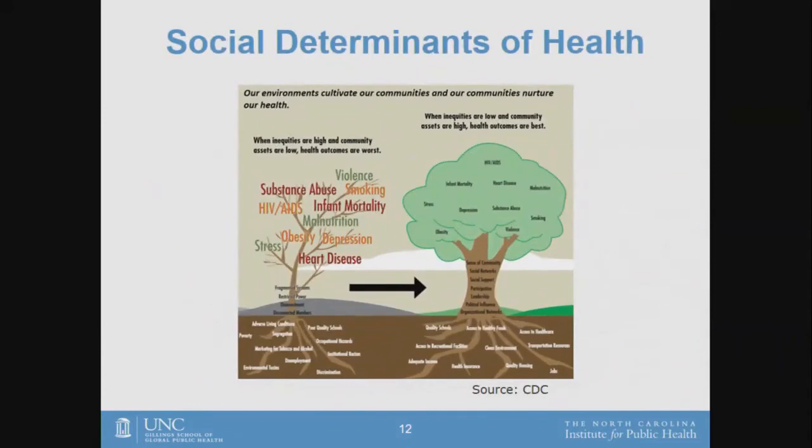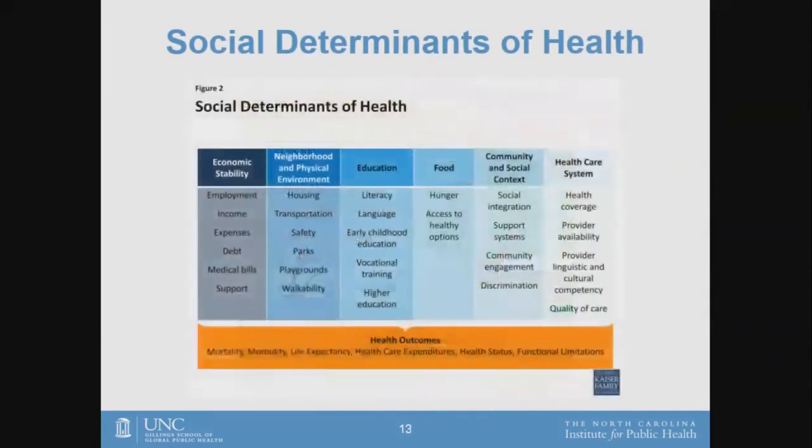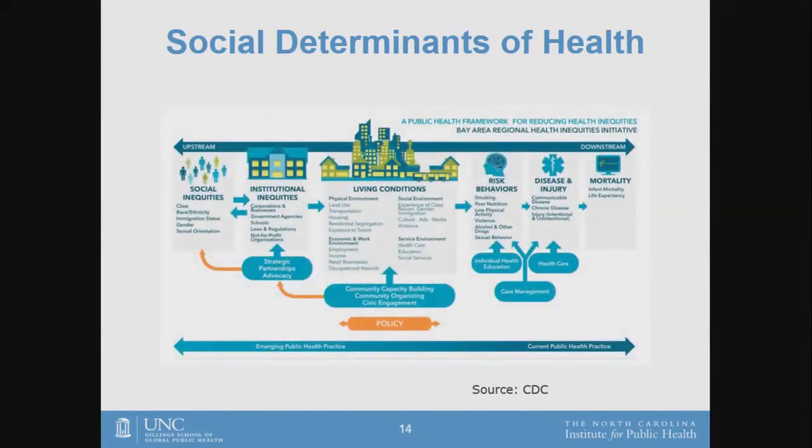So this is just one social determinant of health framework. And we like to look at these frameworks because it helps us to figure out, well, how do we start to address these complex issues? The Kaiser family has another framework we like to refer to as the buckets and bins. They break these different indicators into categories like economic stability, neighborhood and physical environment, education, food, and show that they all affect health outcomes. Another good one is the Bay Area Regional Health Inequities Initiative. And I really like this one because it shows these things on a continuum. So all of these indicators affect our health, and it also recognizes that moving far to this side into the social inequities and institutional inequities, this is very upstream and emerging public health practice.